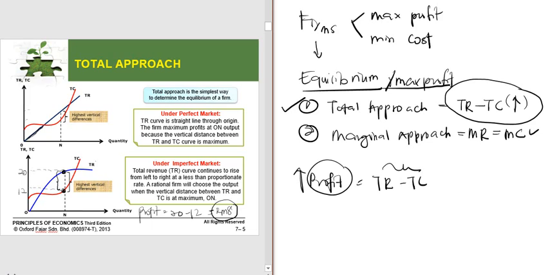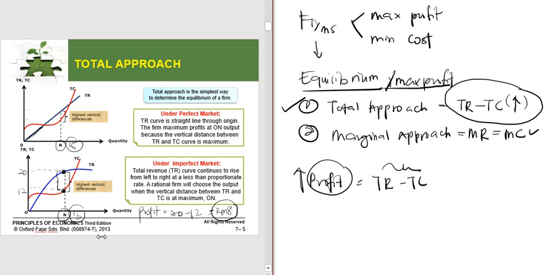So M here shows the quantity of product that the firm must produce to get equilibrium. Let's say if M is equal to 15, meaning the firm must produce 15 units of product to get maximum profit, or to get equilibrium in the market.